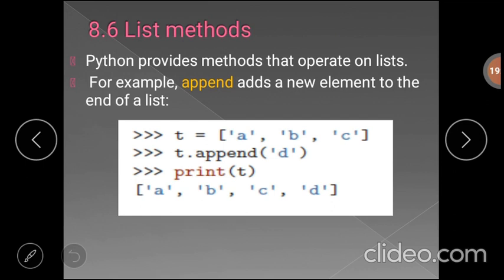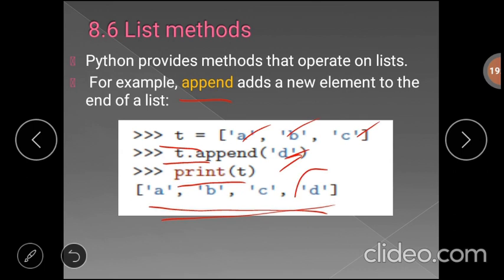Next we will discuss list methods. Here we have a huge number of list methods available in Python. The first method is append. Append adds a new element to the end of a list. For example, here we have the list T with elements A, B, C. If you give T dot append, we are appending a new value, D, to the list T. If you print the list T, it will display A, B, C, D. D is the new value appended to that list.